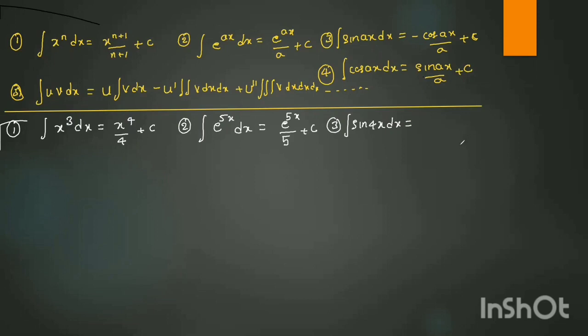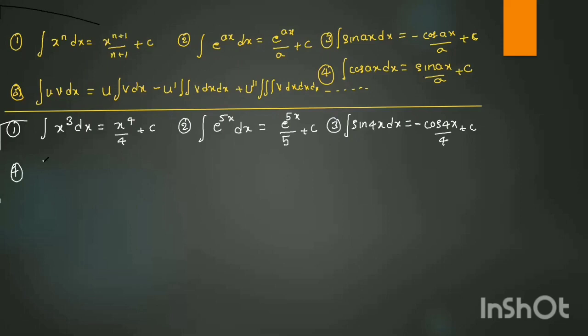All of you write the answer for this: the integral of sine 4x dx. What is the answer? It is minus cos 4x divided by 4, plus c. Remember, sine will become minus cos, and cos 4x divided by 4. Whatever the coefficient is, we have to divide by it.